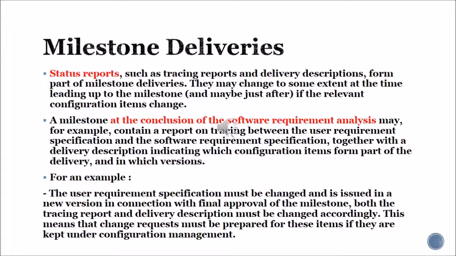For example, if the user requirement specification must be changed and is issued in a new version in connection with final approval of the milestone, both the tracing report and delivery description must be changed accordingly. This means that change requests must be prepared for these items if they are kept under configuration management.